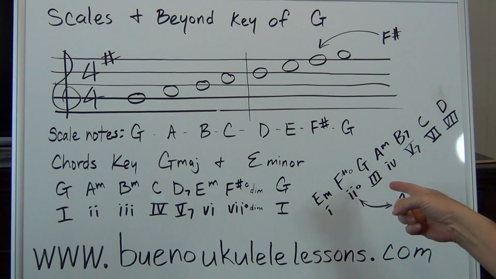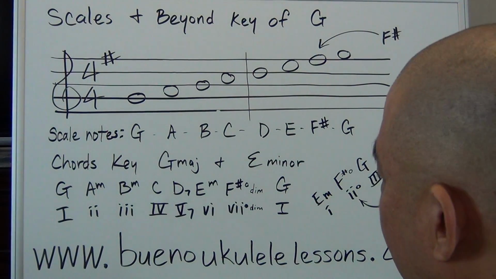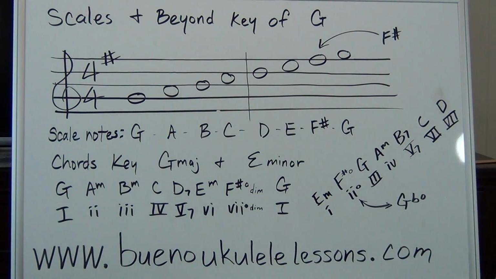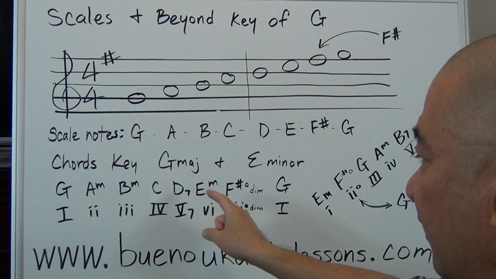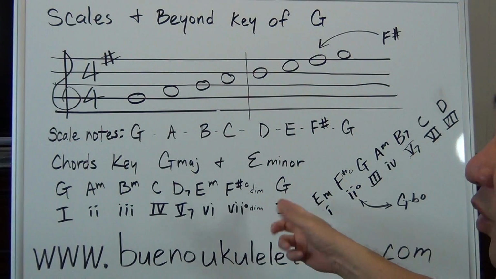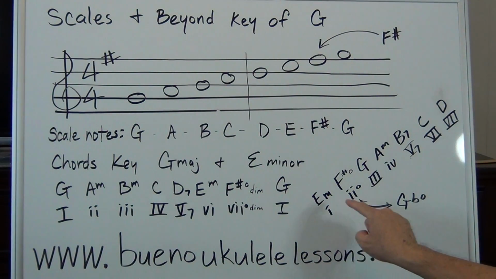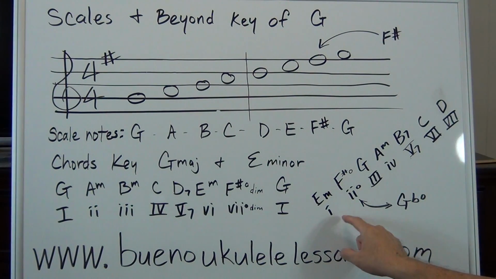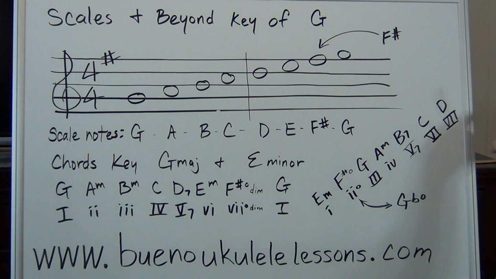Okay, moving on. So let's talk about the key of E minor. It follows the same idea as this right here. So in other words, it has to go from 1 to 2 to 3 to 4, 5, 6, 7, back to the 1 or 8, whatever you want to say. So it has to follow the same kind of formula: 1, 2, 3, 4, 5, 6, 7, and back to the 1.